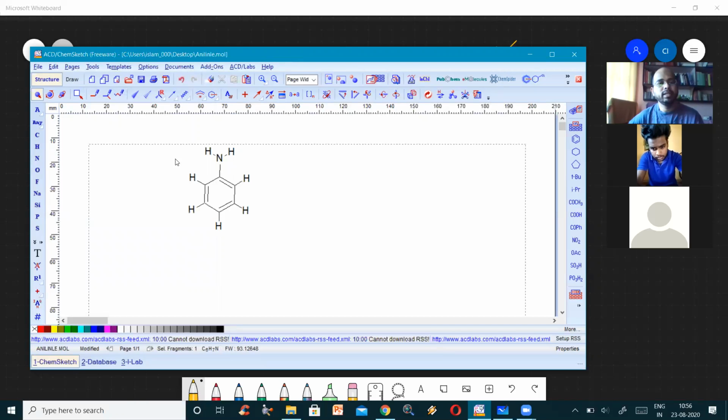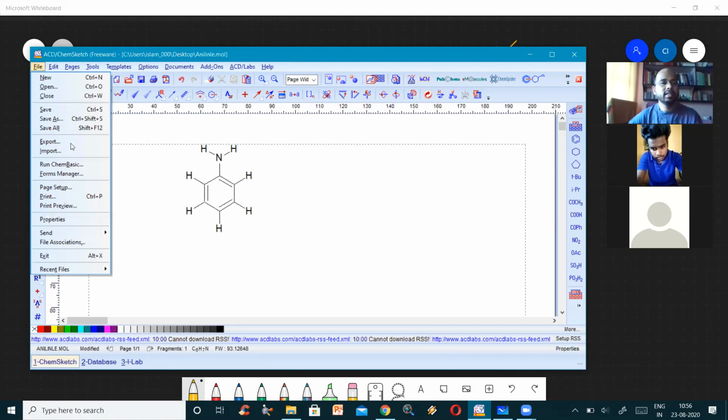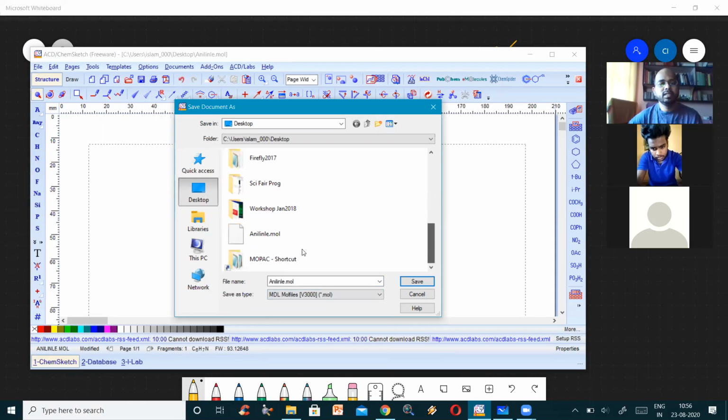Okay, I'm not rotating because it's going to be wasting. After that, I'll just again clean the structure, and then I'll save it again as this. On the desktop, we have what is that? What did we say? No, not chemspace, only the mol file. Again, aniline.mol, and just save it.